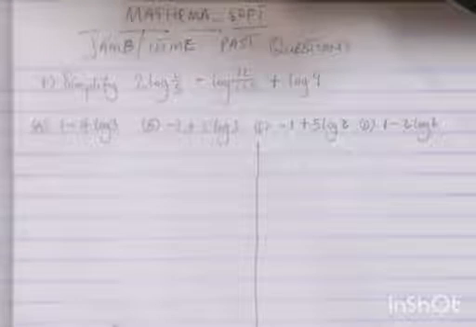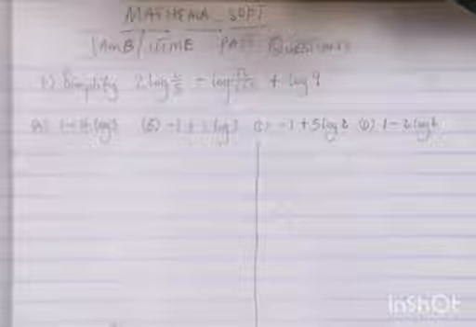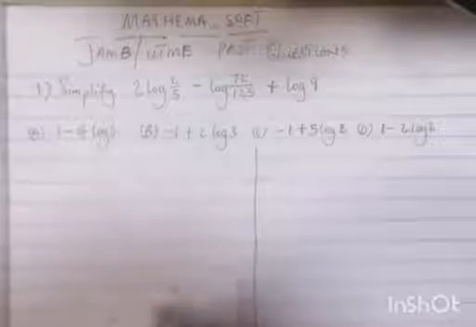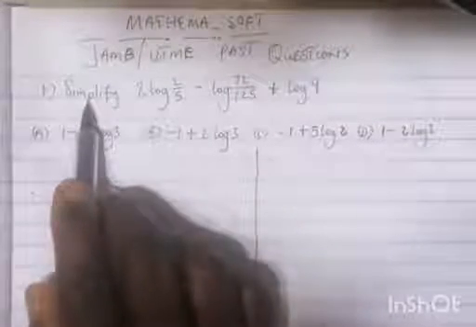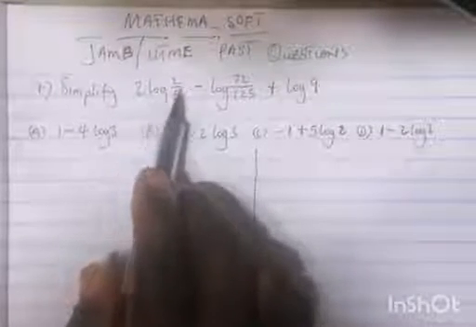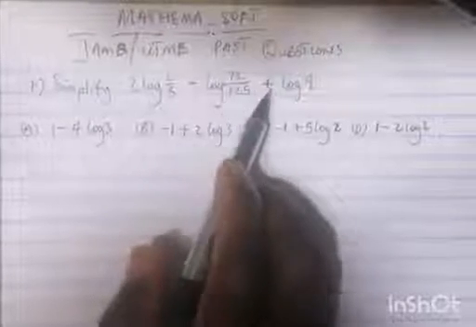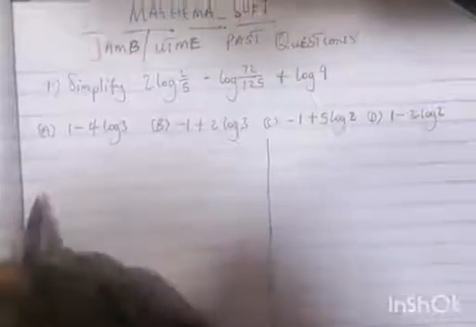So we have some questions under logarithm that also connect us with a little bit of indices. So let's get started. In question number 1, we have this: simplify 2 log 2 over 5 minus log 72 over 125 plus log 9. And we have these options.